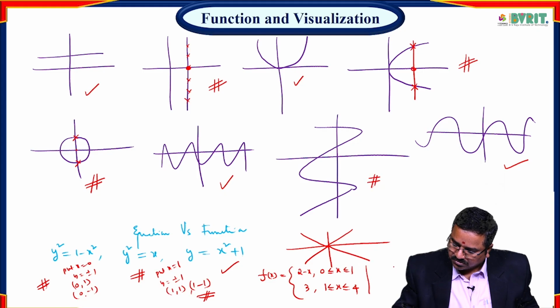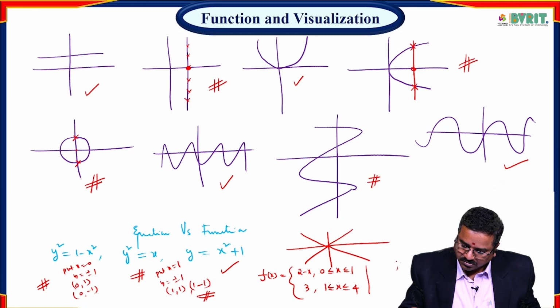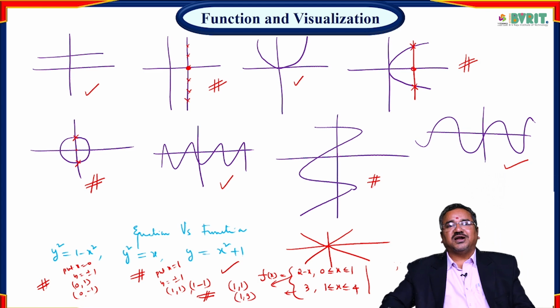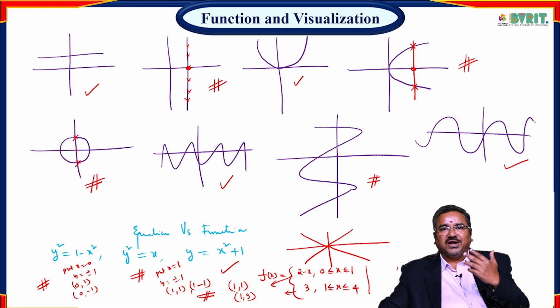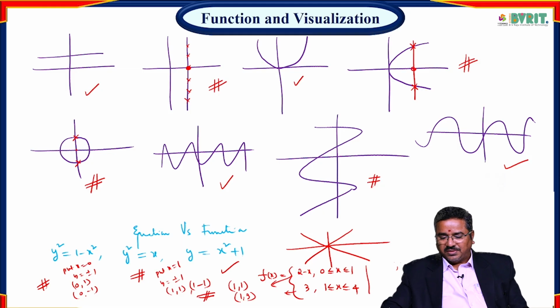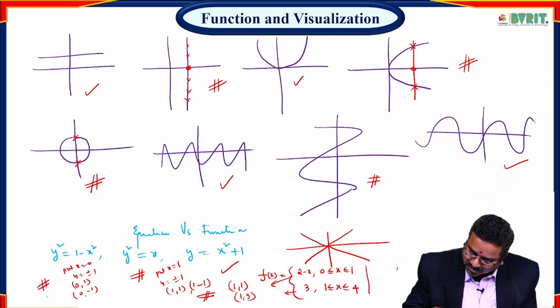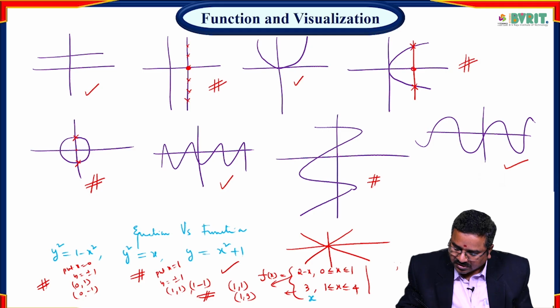From the first piece, 1 is mapping to 1. Here also, 1 is mapping to 3. Again it is a contradiction. One element is mapping to two different elements. You have to map to a unique element, so it is not a function. Then how do we make it a function? We have to redefine it. Suppose we take it as x greater than 1, then it is a function.